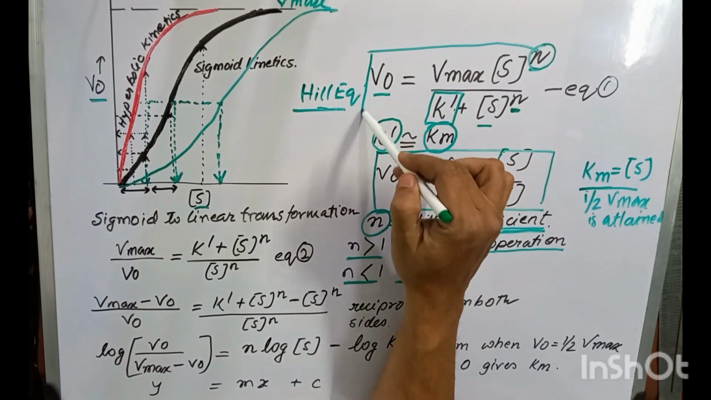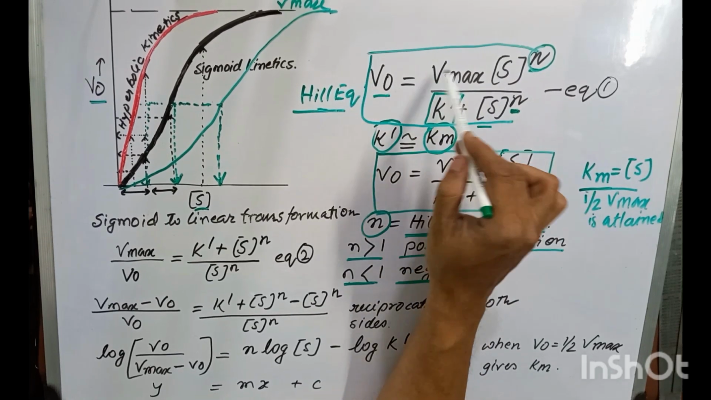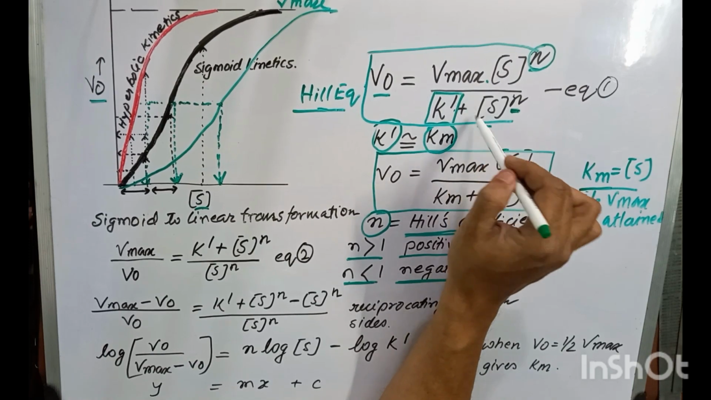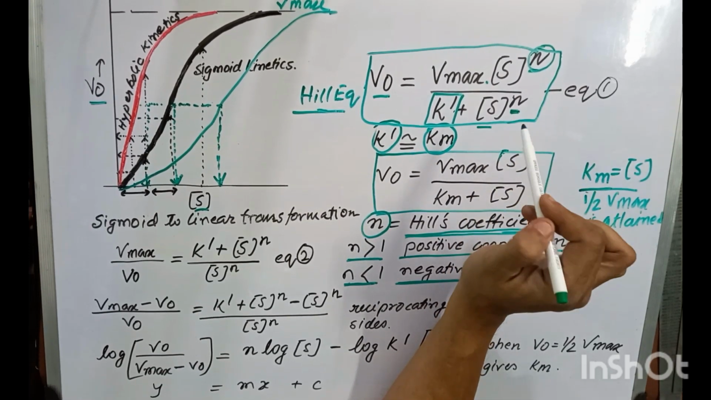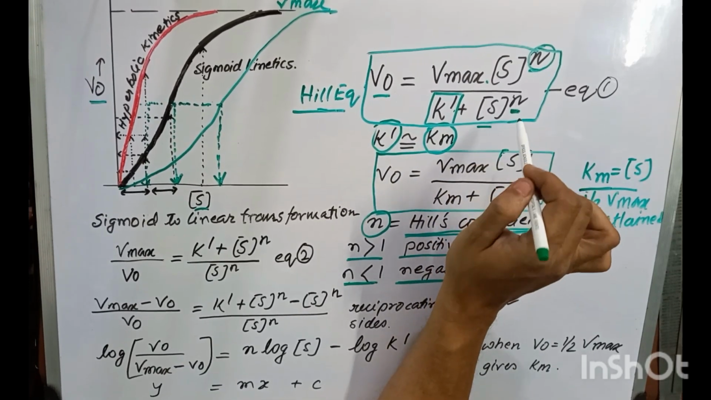Now how will we see this? Let us observe this Hill equation: V0 equal to Vmax into S to the power n by K prime plus S to the power n, and we will convert this equation into an equation of a straight line.